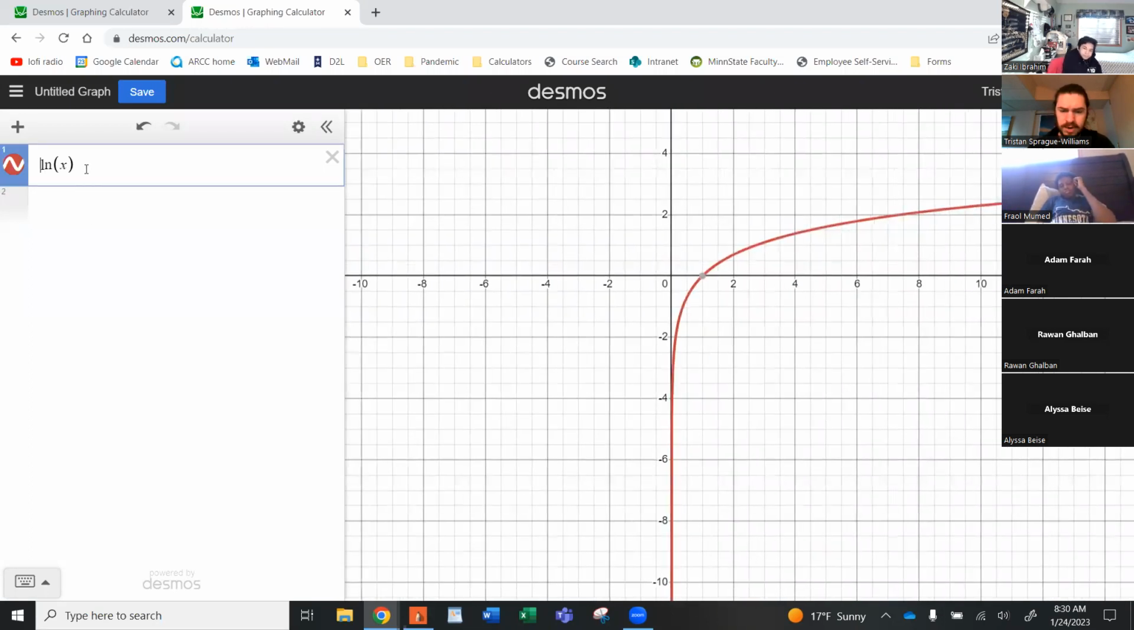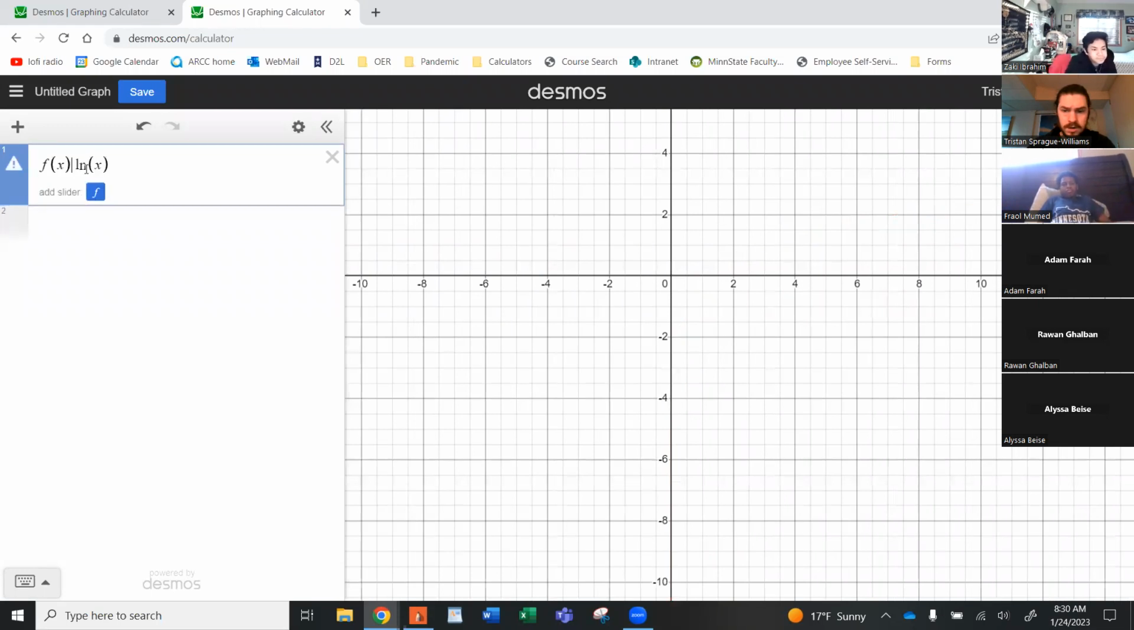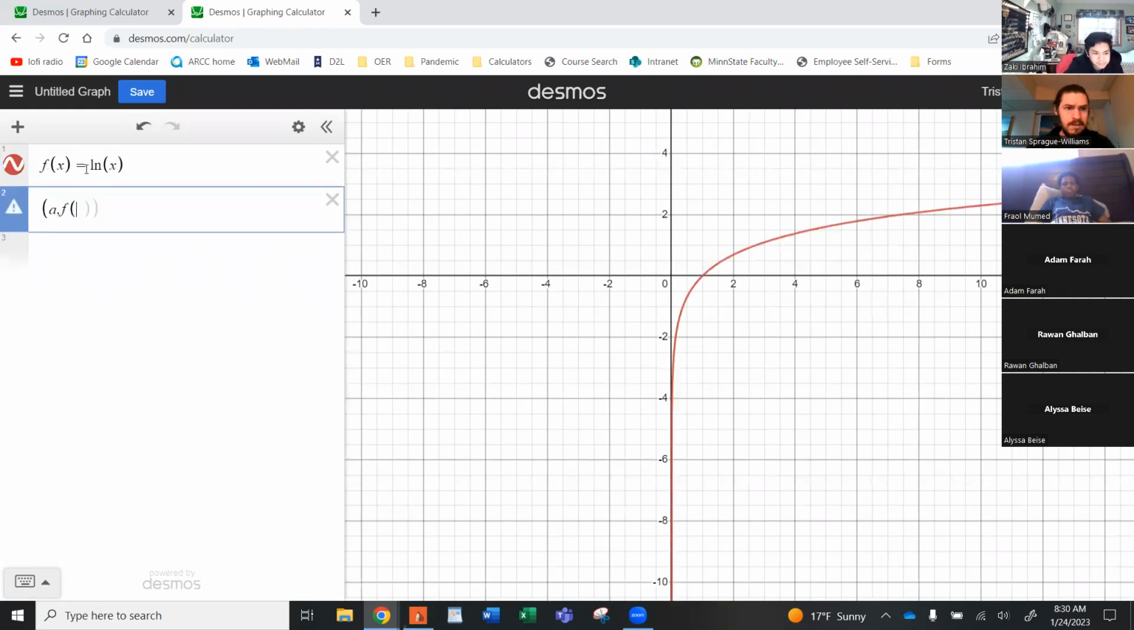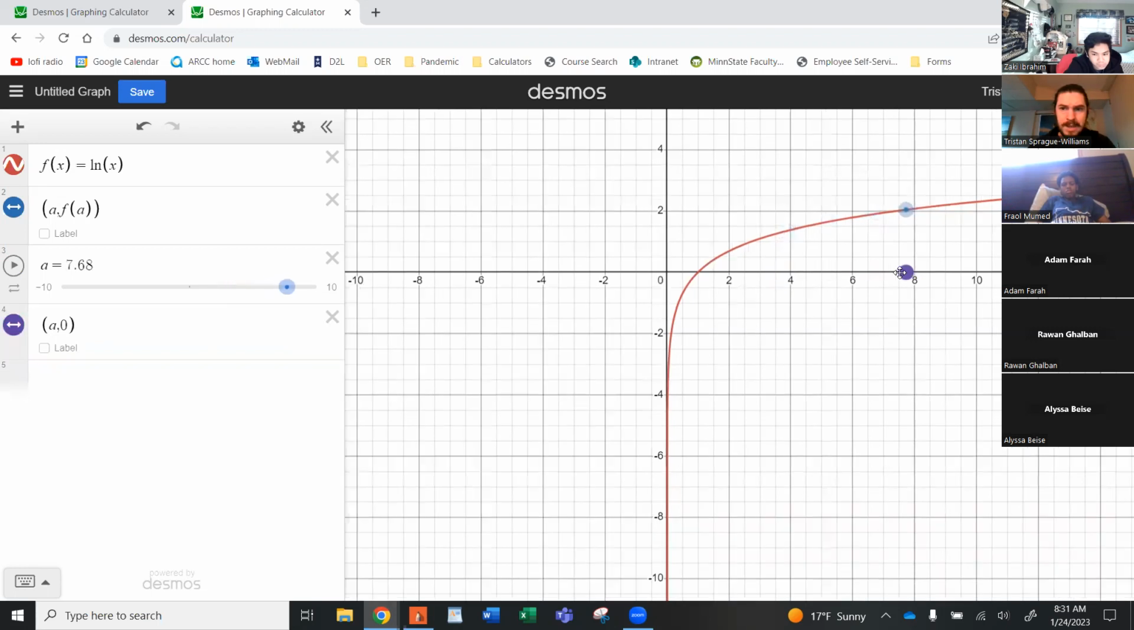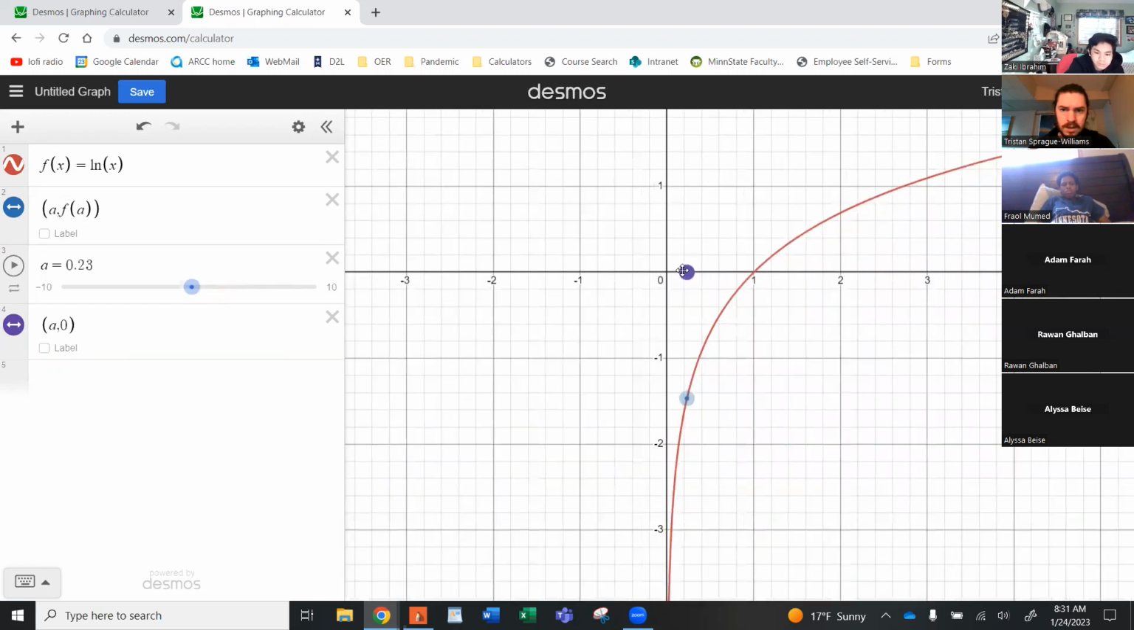Here, let's put a point on here. And then let's put a 0. There we go. Okay, so I can drag my point along the x-axis, and you can see the point on the graph, right? As I drag it close to 0, what's happening to that point on the graph? It's going down. It's shooting down. That's right, and so that's why the limit is negative infinity.